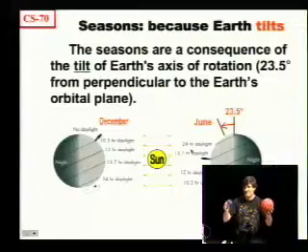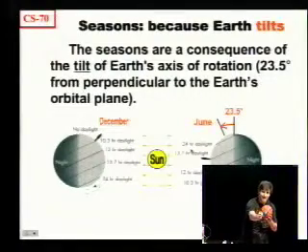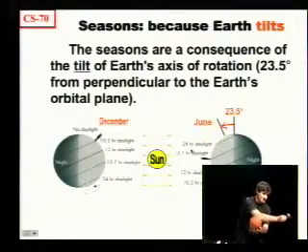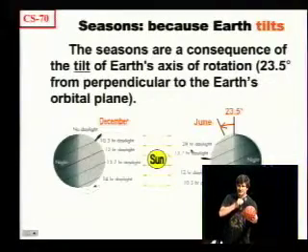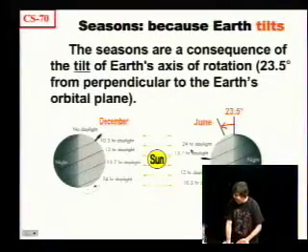That's the first day of fall. That's the first day of northern hemisphere winter. And this is the first day of northern hemisphere spring. Okay? So think about that. So I have all these little things here.